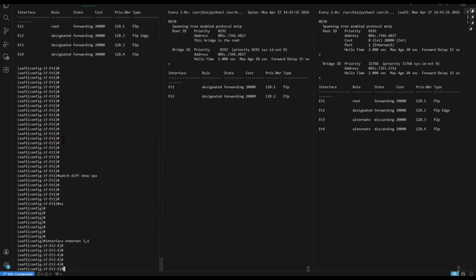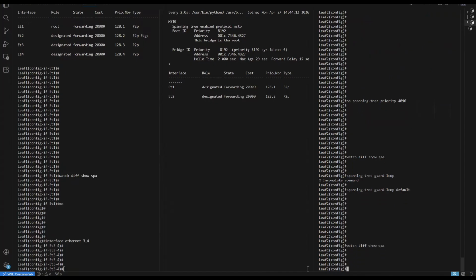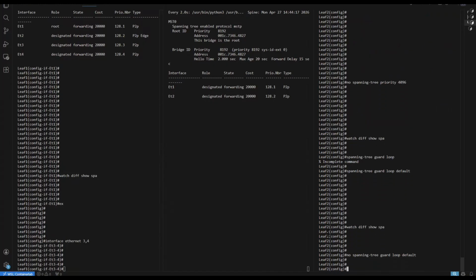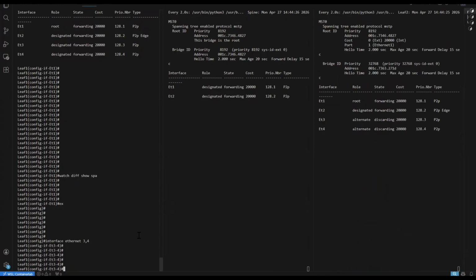Let me explain what happens. Let's say I have not enabled loop guard on leaf 2. Instead of telling you, let me first show you what BPDU filter does. On leaf 1, I'm going to configure BPDU filter on ET3 and ET4. Spanning tree BPDU filter enable.